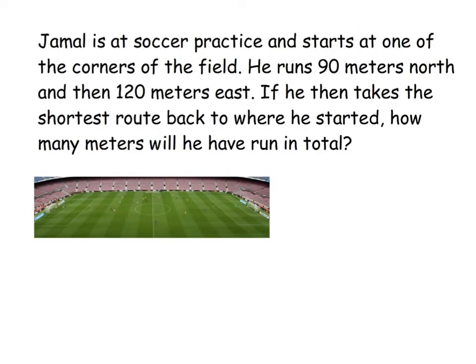Okay, Jamal is at a soccer practice and starts at one of the corners of the field. He runs 90 meters north and then 120 meters east. If he then takes the shortest route back to where he started, how many meters will he have run in total? We are looking in total. That means I'm not just going to be looking for one side. So on your paper right now, go ahead and draw your soccer field. So just draw a rectangle.